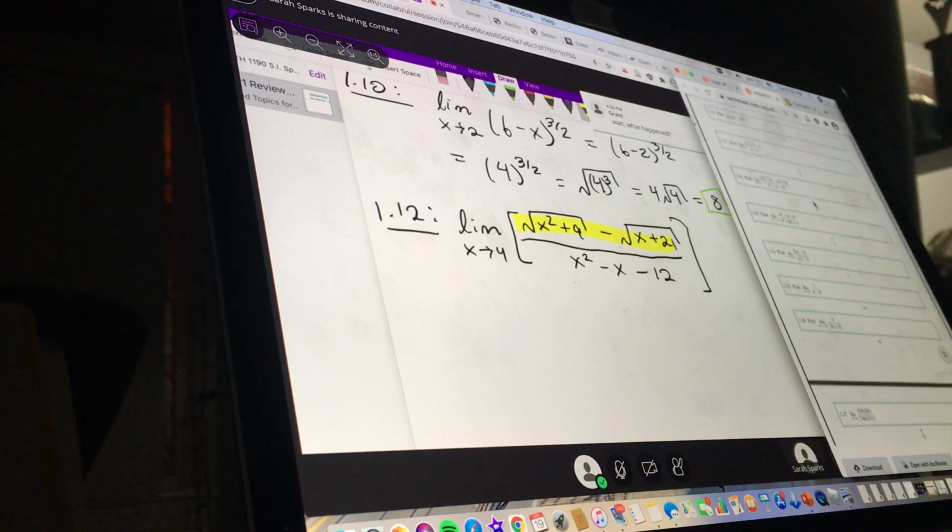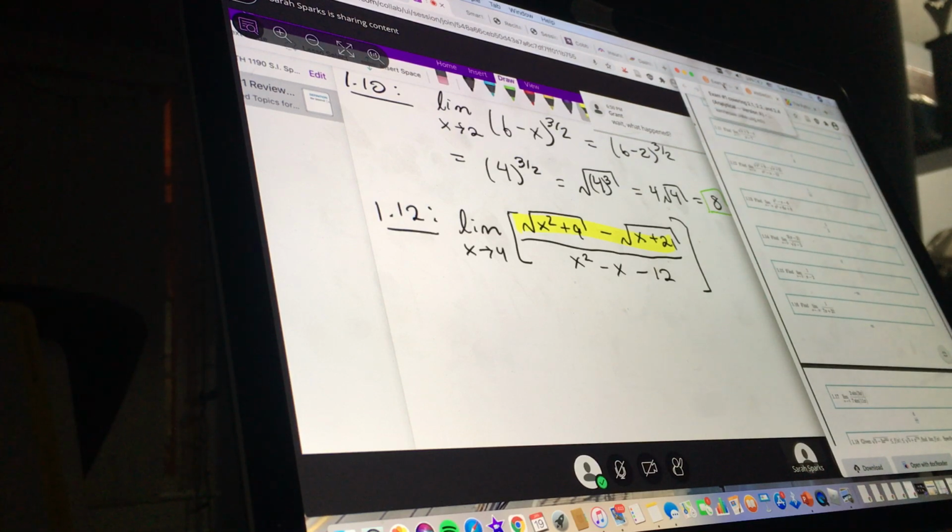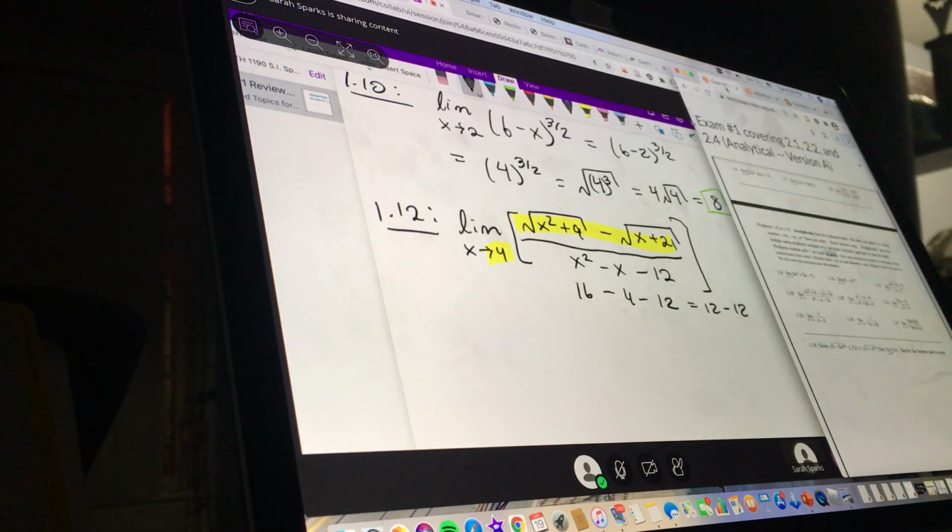Basically, the first thing you want to do when you see a limit is plug in the number right there. It's the first thing you want to try every time. We plug in 4, and on the denominator, we get 16 minus 4 minus 12, which equals 12 minus 12, which equals 0. You can't divide by 0, so we have to do something else before we can evaluate this limit. You have to algebraically manipulate it.